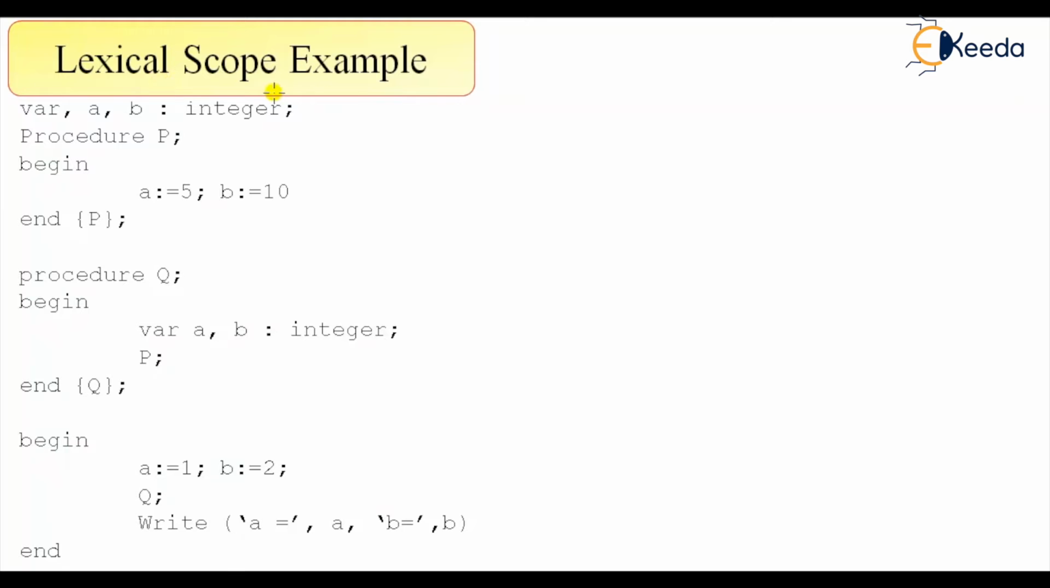So lexical scoping says that we always have to look outside of the block. Whenever you get a problem like this, let's define the blocks. This begin and this end is the block for procedure P, and procedure Q has its own begin and end block, and this is the block for the main function.